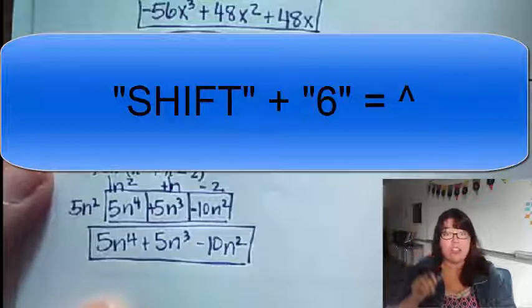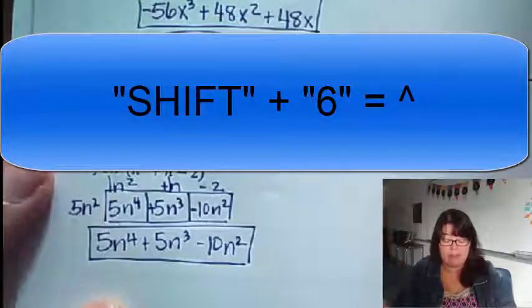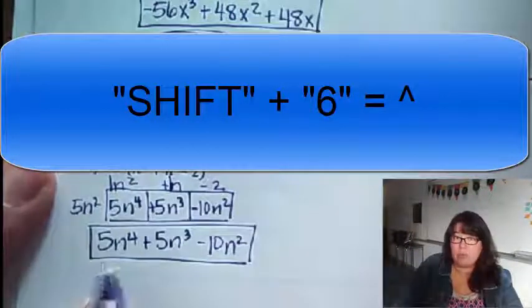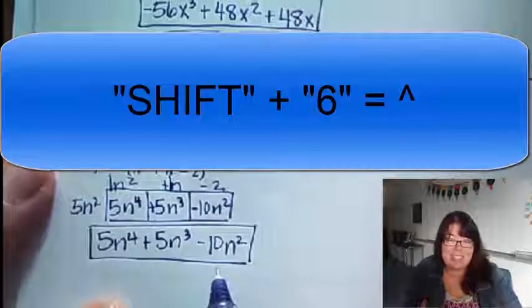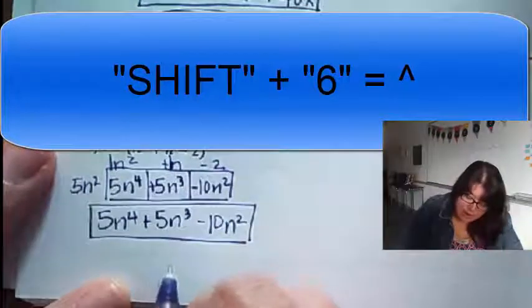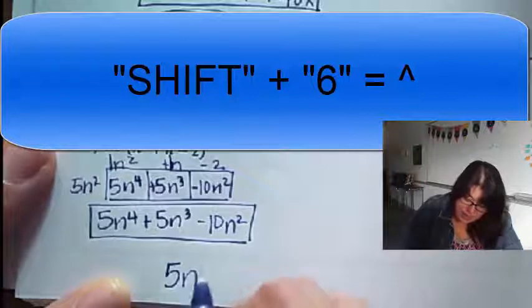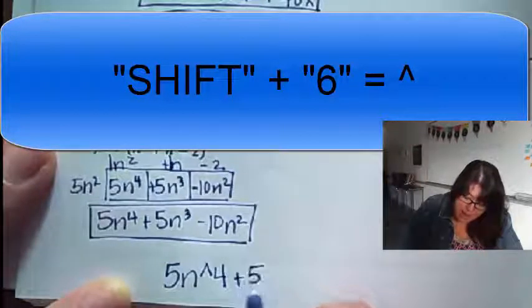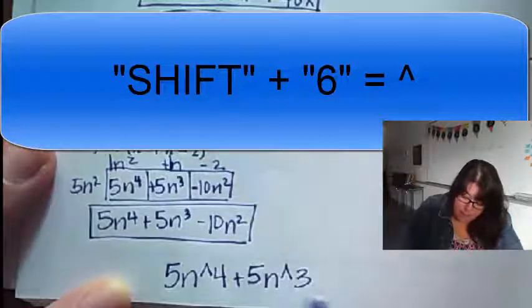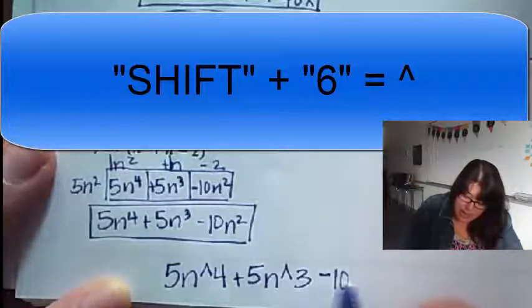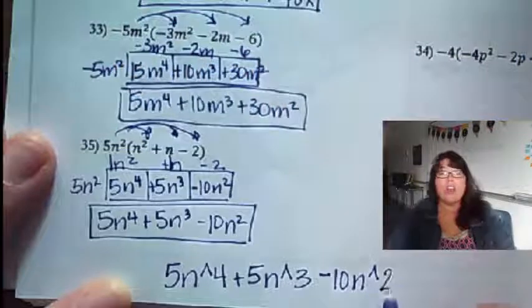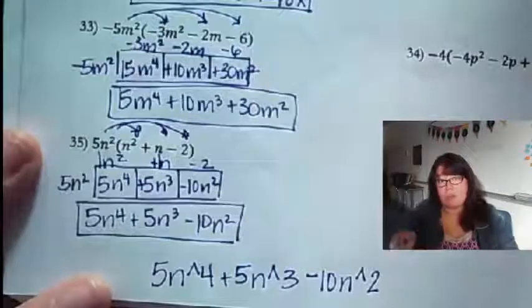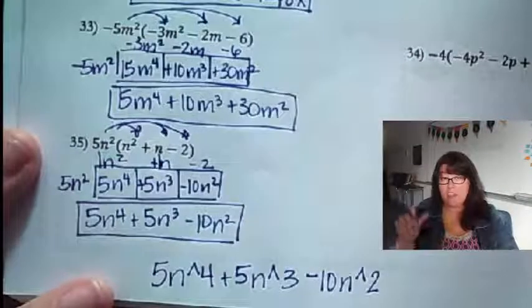Okay? So just to show you what your answer would look like when you type it in for your secret question, let's say this was it, and it's not, but just if it was, it would be 5n^4 plus 5n^3 minus 10n^2. So that's what it's going to look like when you type it in. So just remember, Shift 6.